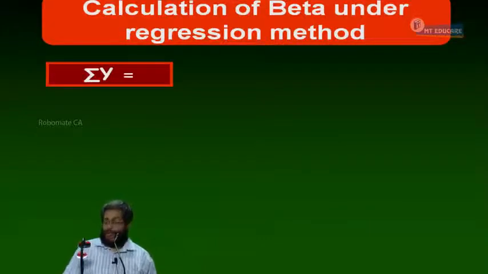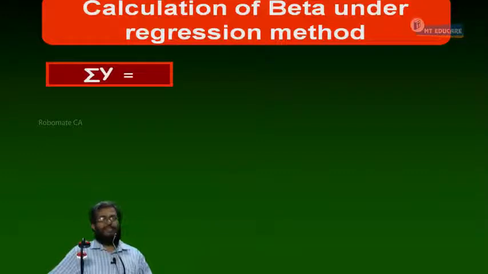Beta can be calculated using the least squares method. In the equation they call us what method? Least squares method. Beta can be calculated using the least squares method or regression equation method.